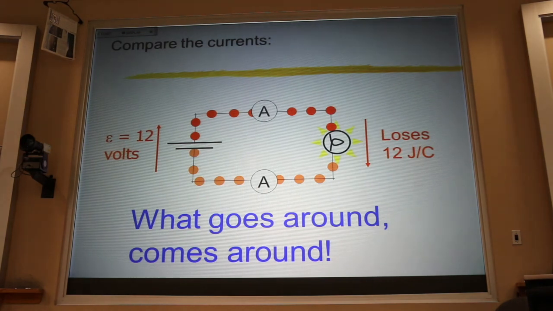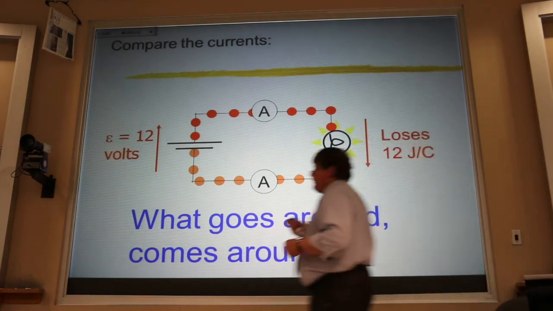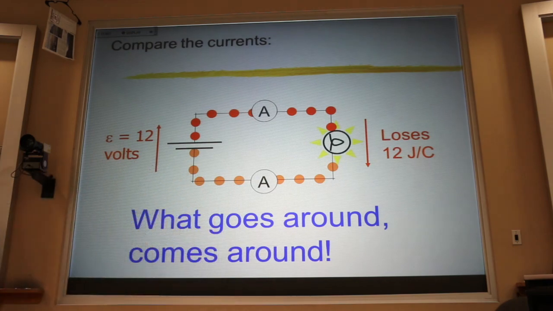Now, this equation can be used locally. If I use it locally, then the voltage difference from any point A to any point B is equal to the current that flows from A to B times the resistance that is contained in the path from A to B.